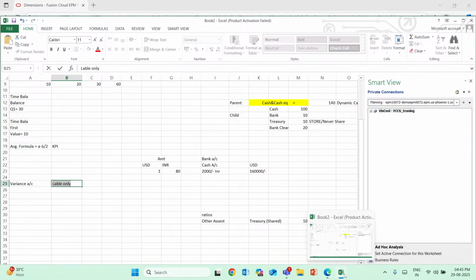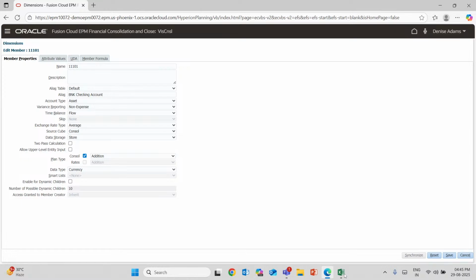So this is the data storage. Now what else remains? These two I'm going to tell. We have plan type, we have Consol only. We will enable this Consol, check this, because we have one cube. These are the aggregations, how the data has to roll into the parent. Generally addition and subtraction are used, sometimes multiplication, division, percentage are ignored, but all the time we use addition and subtraction.